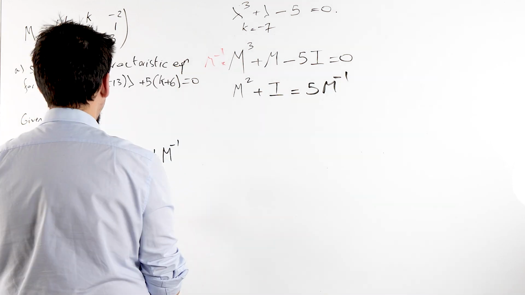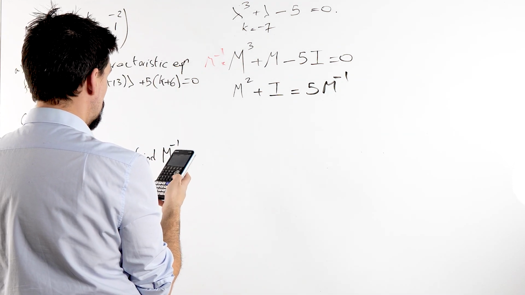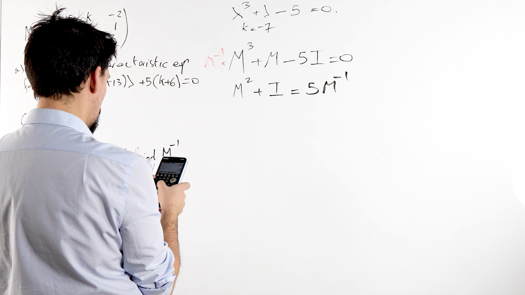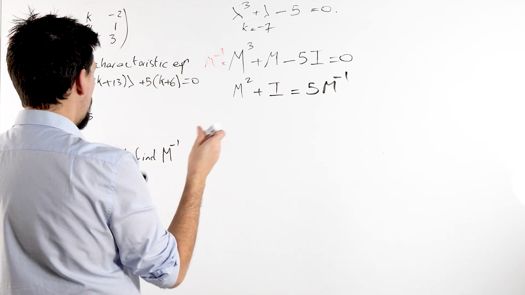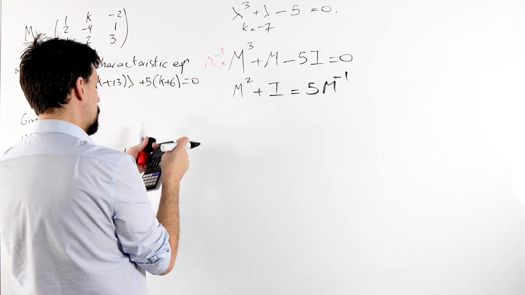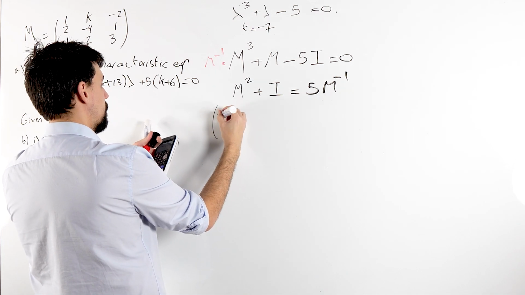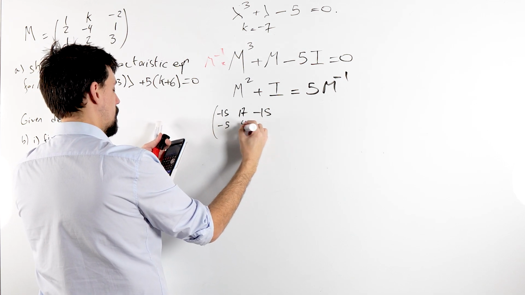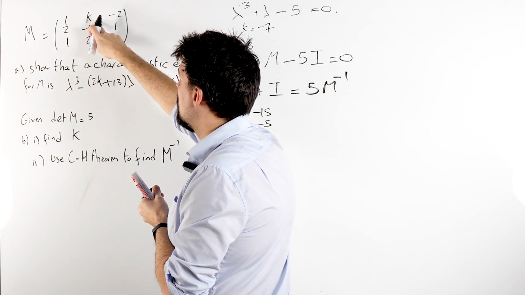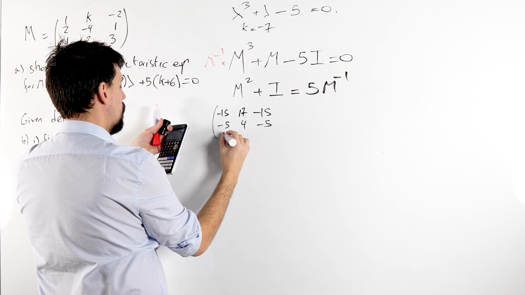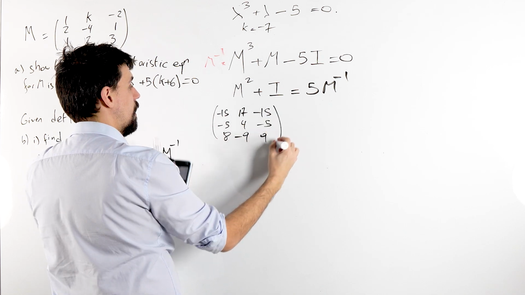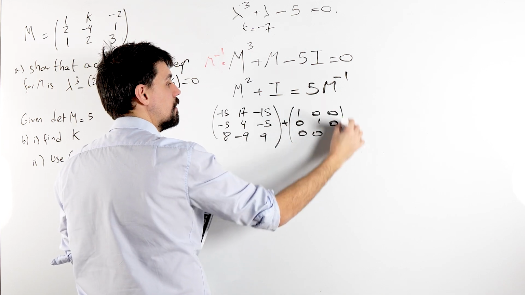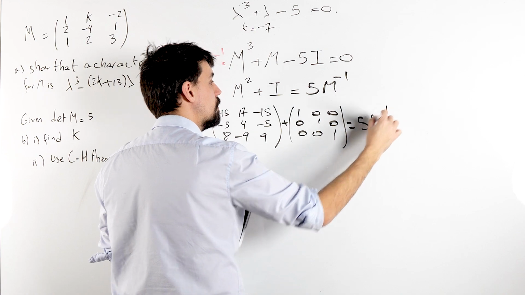I might just sort that out a little bit. Do I still have? Yes. This is where having a calculator that will do matrices for you comes in very handy. By all means, we know the value of k is minus 7. You can do M squared all by yourself if you want. I do not mind.